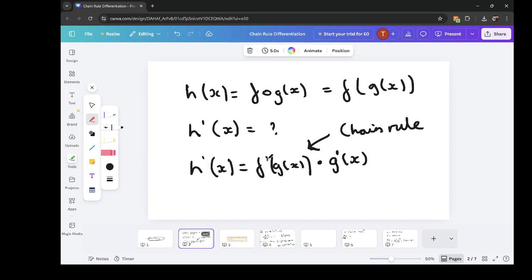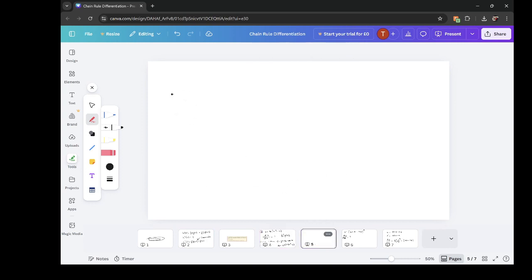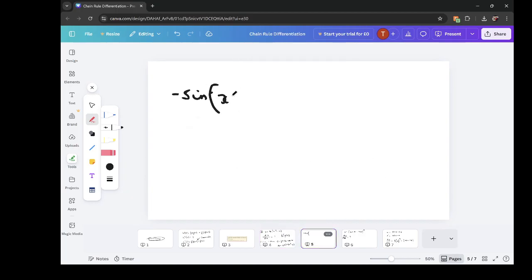So it says here the f prime of x, and included g of x, is in f prime of x. So that means we have our f prime of x now, which is negative sine x. So we just write it as negative sine, bracket, inside we put our g of x. So our g of x is still x to the power of 5 minus 4, right?